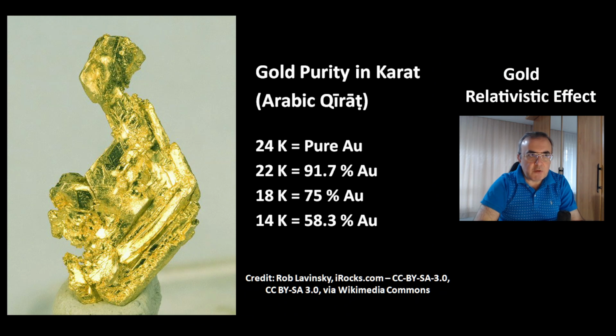The purity of gold is measured in karat. The karat name comes from the Arabic qirat, and pure gold has 24 karat, and there are all these different concentrations down to 14 karat, which is about 58% gold.